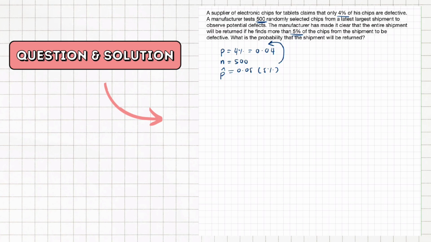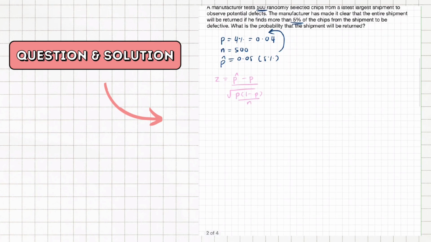So, to calculate the probability, first we write down the formula that we are going to use. So the formula is z equals p hat minus p over square root of p times 1 minus p over n. So this is the formula that we'll be using for this question. So to calculate the probability, we write down the formula on the left side before substituting its values on the right side.